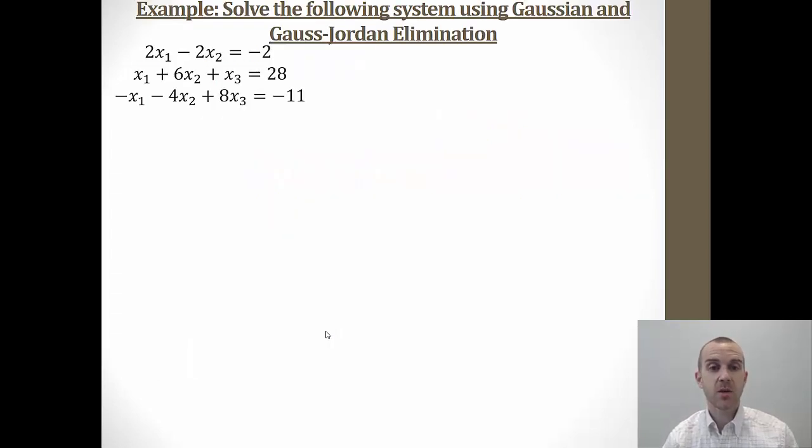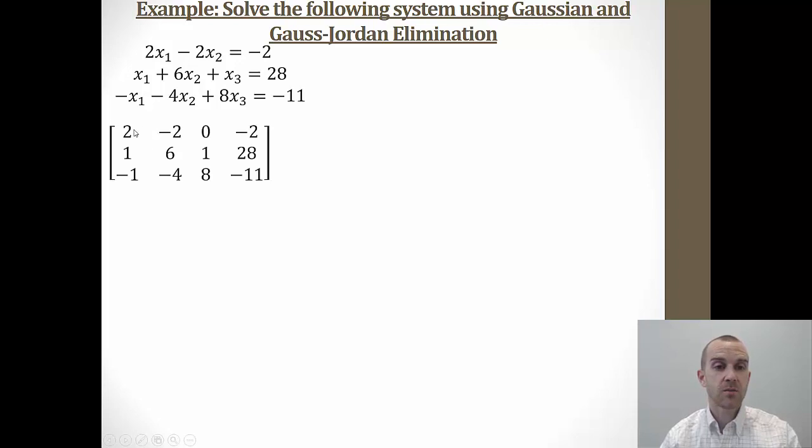So let's look at an example. Say we have 2x1 minus 2x2 equals negative 2, x1 plus 6x2 plus x3 equals 28, and negative x1 minus 4x2 plus 8x3 equals negative 11. And we want to solve this system to find each of those variables. So first thing we have to do is put that in a matrix. And if we look, that would become 2, negative 2. We put a 0 because there is no x3 in the first equation. And then for the augmented portion, negative 2 is the solution. Then it goes 1, 6, 1, 28. And then we have negative 1, negative 4, 8, and negative 11.